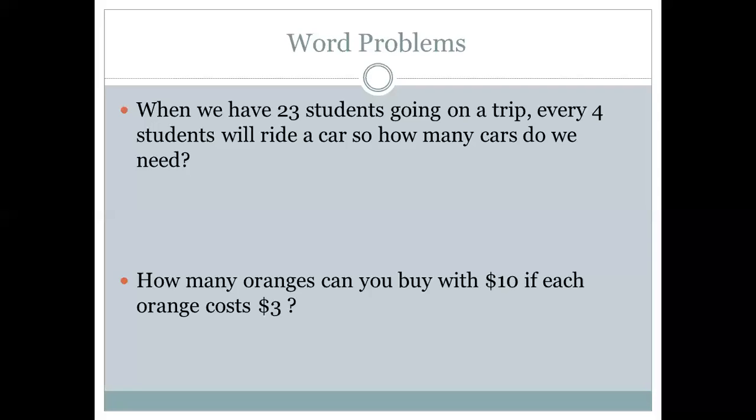Can I buy more than 3 oranges? Definitely no. Yes, so with only $10, I can buy only 3 oranges. Now you got the idea?